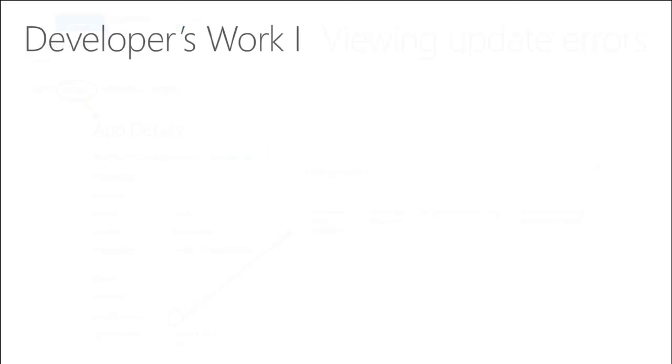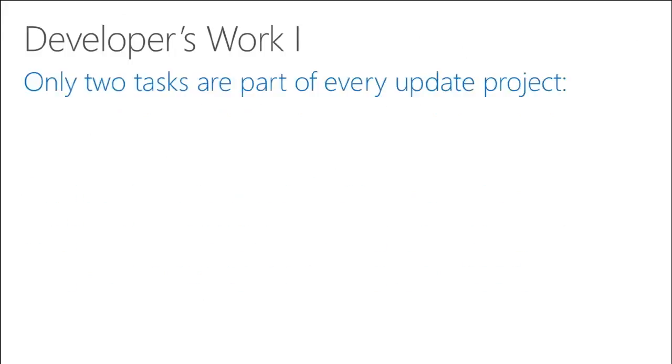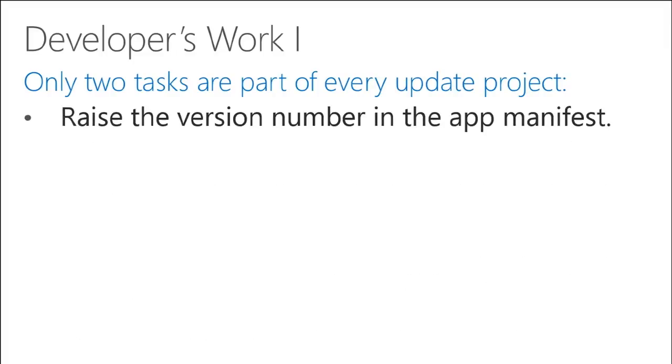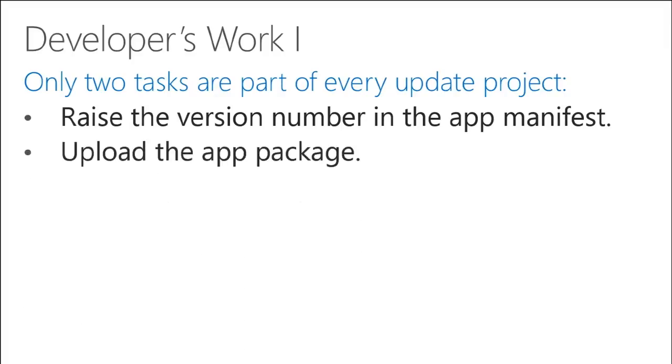Now, developers' work. There are actually only two tasks that are a part of every app update project. First thing you do is raise the version number in the app manifest file. Do not change the product ID number. The last thing you do is upload the app package to the store or the organization's app catalog. What do you do in between? Well, that's going to vary depending on what kind of components you have in your app and what your app architecture is.